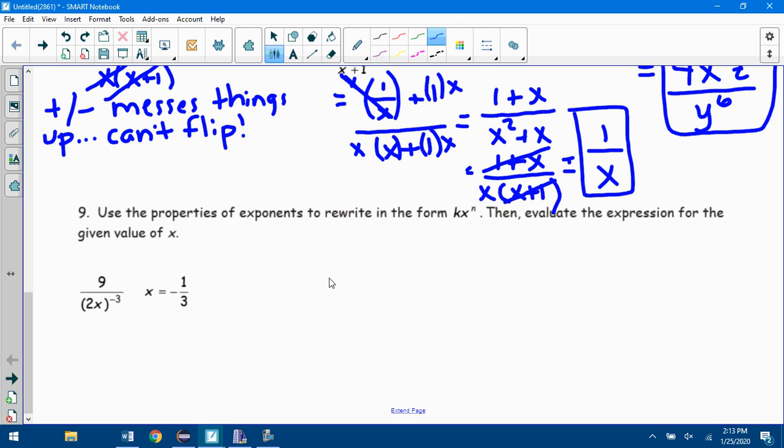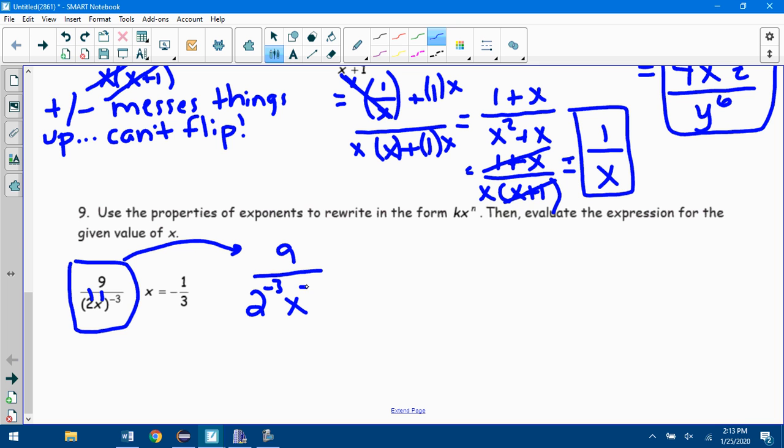So it's mostly the same as what we've been doing. So I first have to simplify that. So what should I do first? Distribute the exponents. This is 2 to the first, x to the first, so now I'm going to have that 9 on top. On the bottom, I'm going to have 2 to the negative third, x to the negative third. Then what? Circle anything with a negative exponent attached to it.